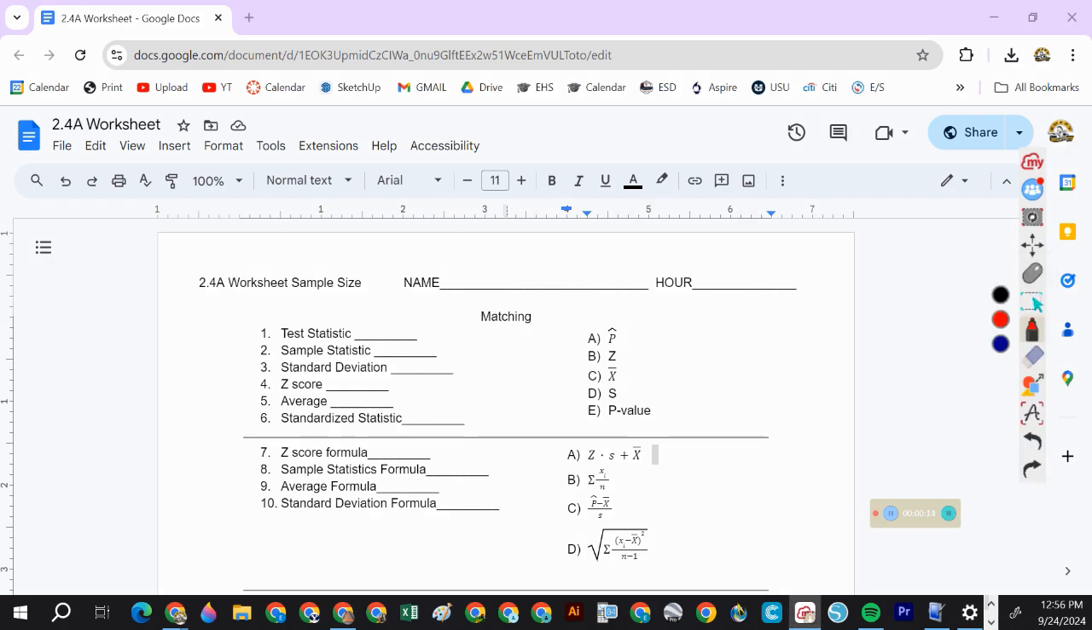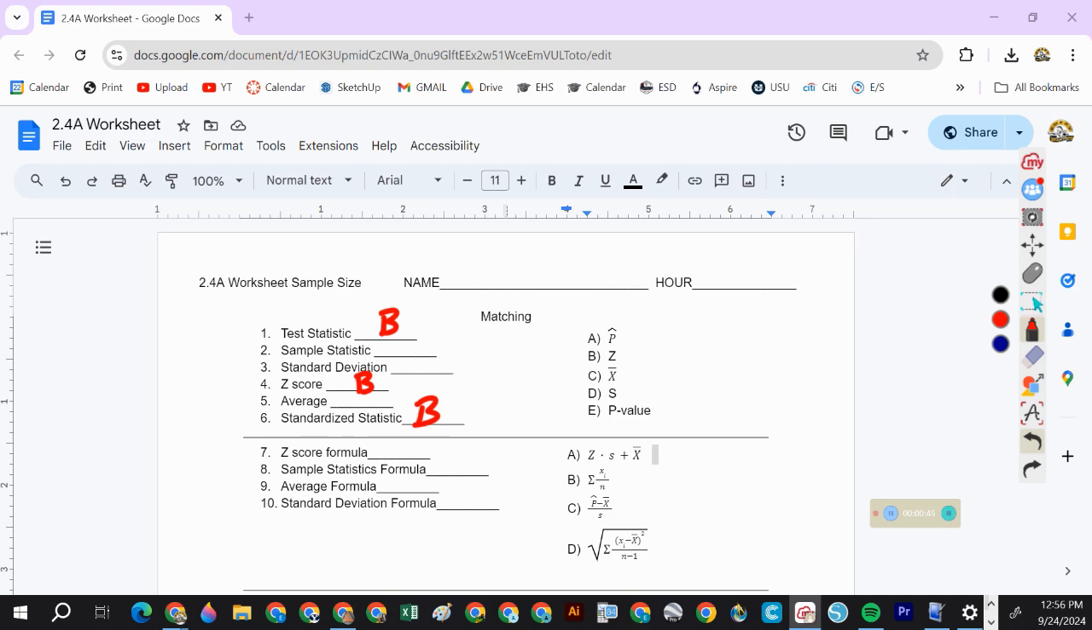Okay, now that you're back, this one is a little bit confusing because B is on number 1, number 4, and number 6. So there are lots of different types of test statistics, and a z-test is only one of them. A z-score is a version of what's called a standardized statistic, and both of those are test statistics.